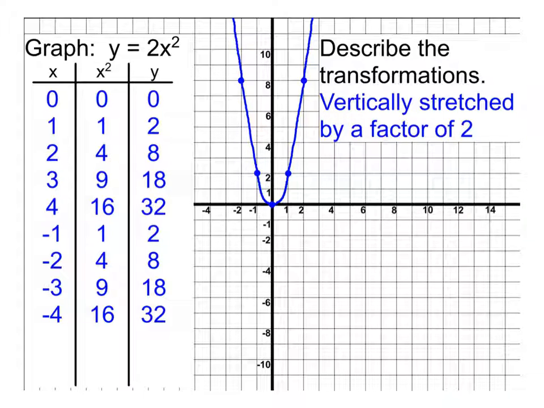And we always want to say how far it is. Just like I never say the graph moved left, I say it moved left this far. In the same way, when I vertically stretch it, I need to say by what factor. Basically, the factor is what you multiply it by. So that's why this is a factor of 2.